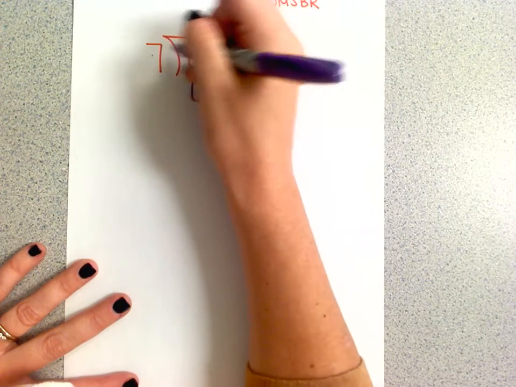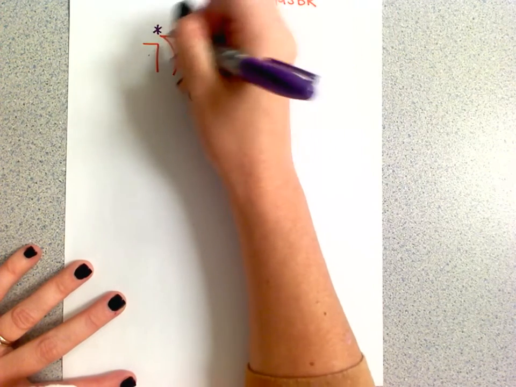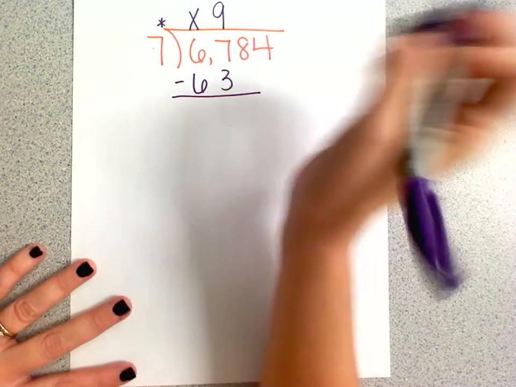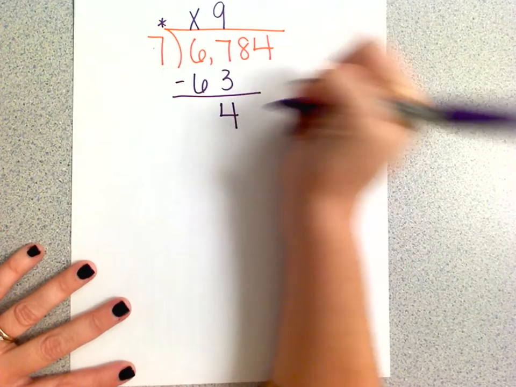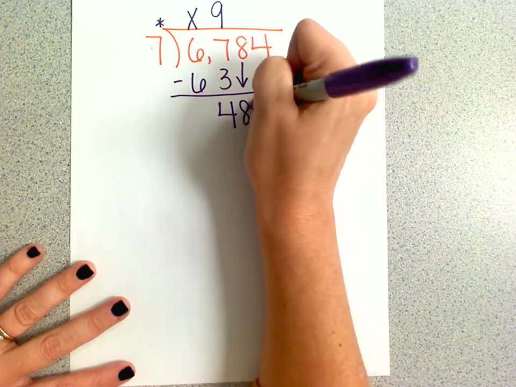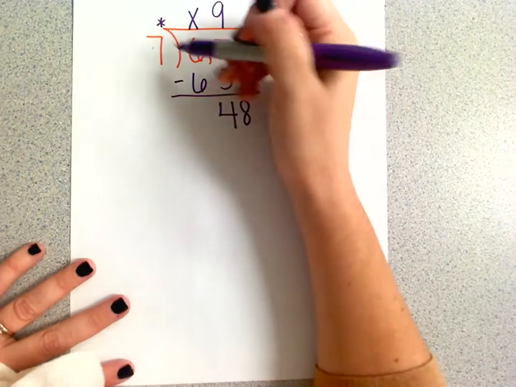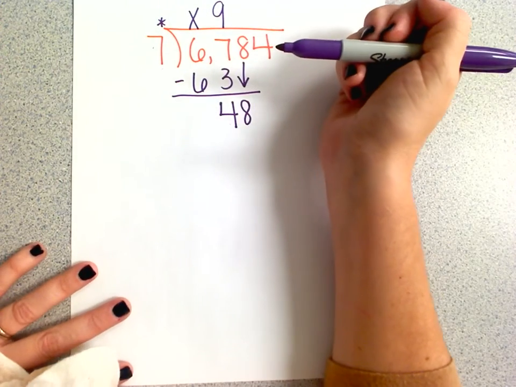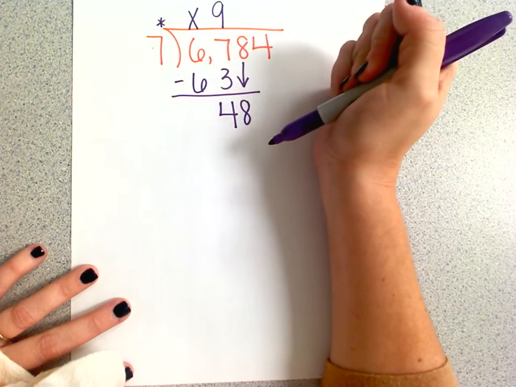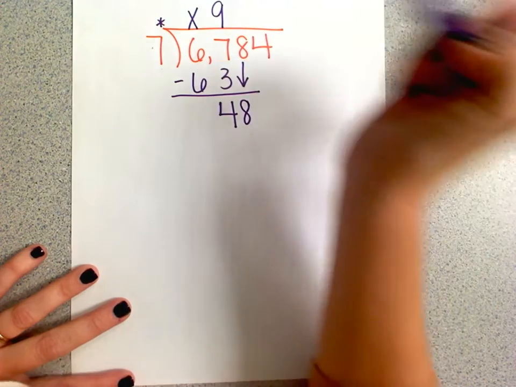So we are multiplying. We are subtracting. 67 minus 63 is 4. We are now bringing down, following our steps along the way. How many times can 7 go into 48? Well, I know 7 times 7 is 49, but that's too high. So 7's not going to work, so it must be 6.